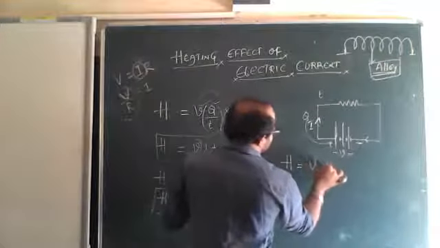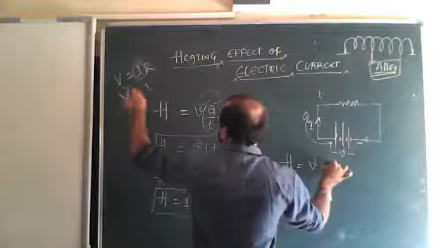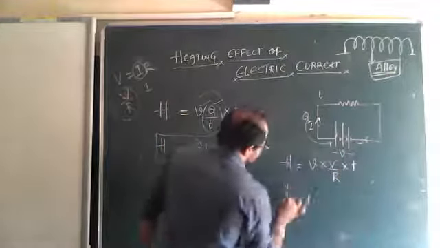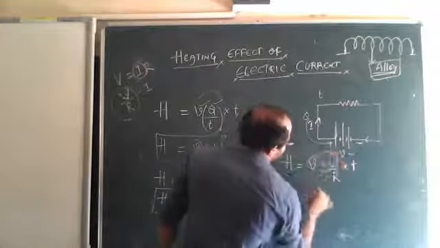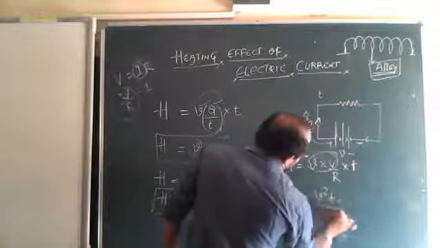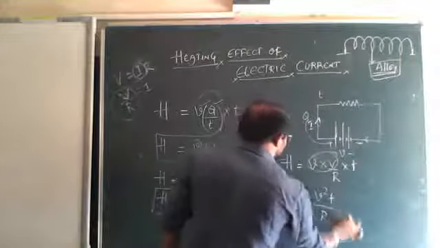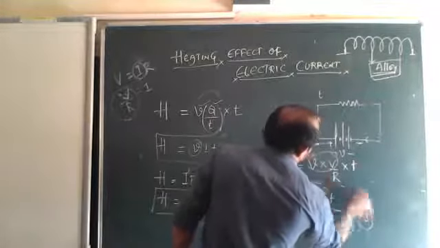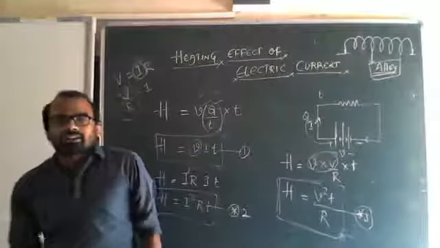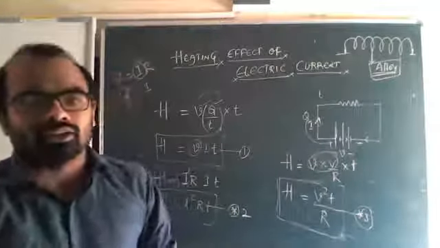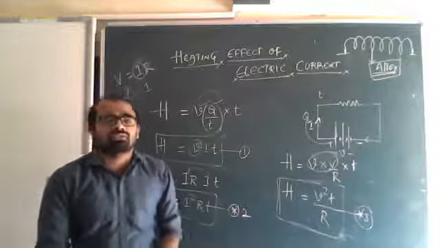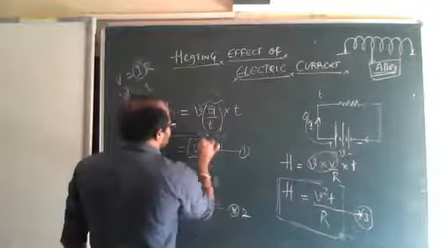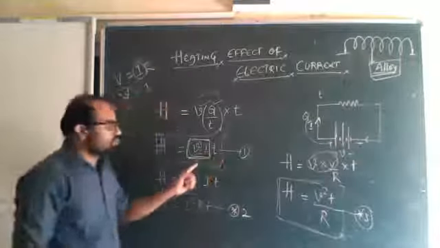So H is equal to I square RT, or VIT. In place of I, I will put V by R into T. So H is equal to V square into T by R. This is the third formula. So these are the three important formulas of heat energy or electrical energy. You should remember all these formulas. Or another one: VI, we call it power. VI is equal to power.